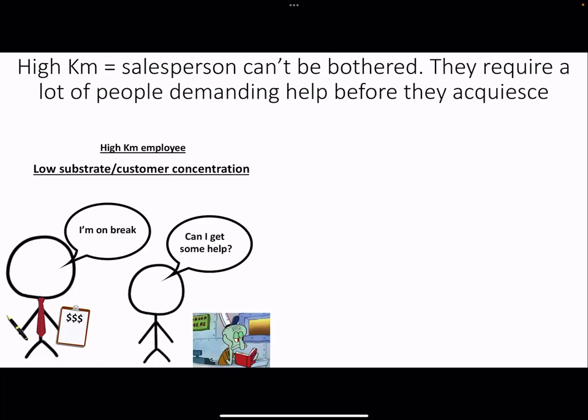High Km, the salesperson can't be bothered. They hate their job, they hate their life, they don't want to help. So someone says, can I get help? It's just one person. And it's like, what, it's just one person. I'm on break. I don't want to interact with you. Like, I have better things to do.